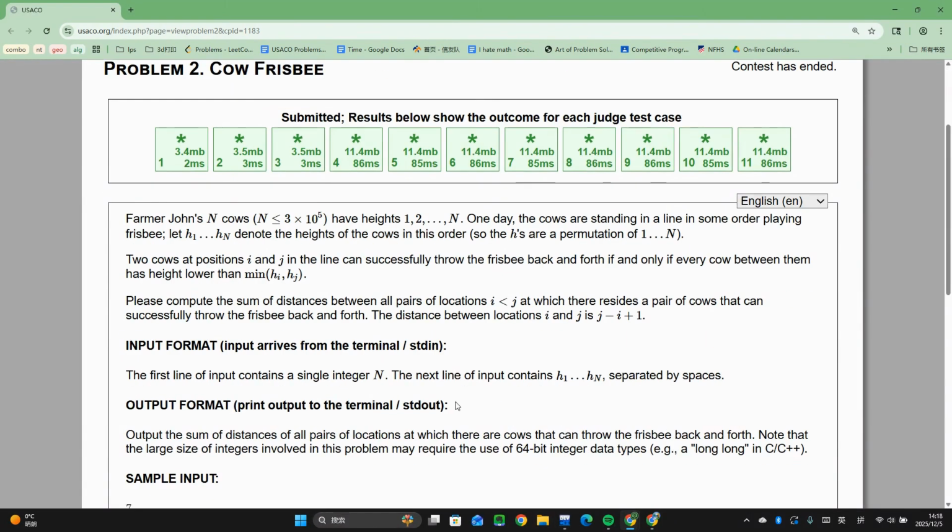Okay, basically how I imagined this was reverse psychology. Instead of trying to find every single pair that can throw, which is obviously at least n squared, I try to find the number of pairs that can't throw. And there's a really easy way to find this because, once again, kind of reverse psychology: instead of thinking about this pair, we think about what makes them unthrowable. Like, which cow in the middle blocks a certain pair.